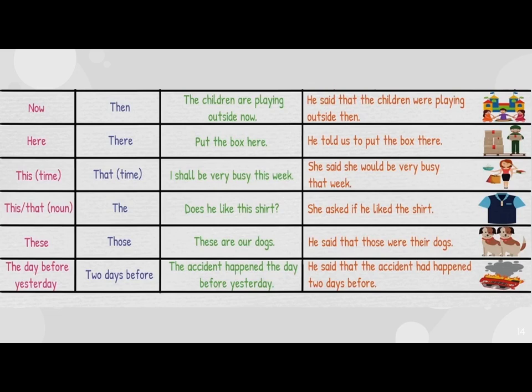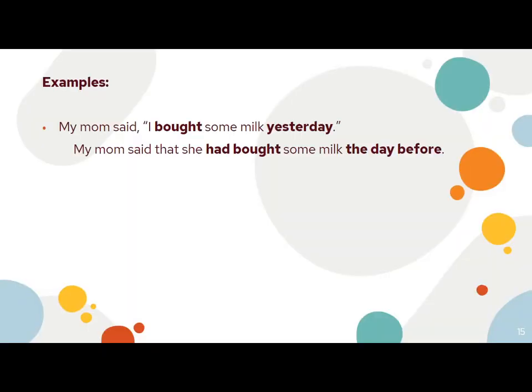Does he like this shirt? She asked if he liked the shirt. These we're going to change by using those, and the day before yesterday we're going to say 2 days before. Well, those are some examples, and let's take a look at some other examples I have in here. My mom said I bought some milk yesterday. My mom said that, we're going to focus on the change of tense. Bought, we're going to have had bought. My mom said that she had bought some milk, and then instead of saying yesterday, the day before or the previous day, so that might be a possibility as well.